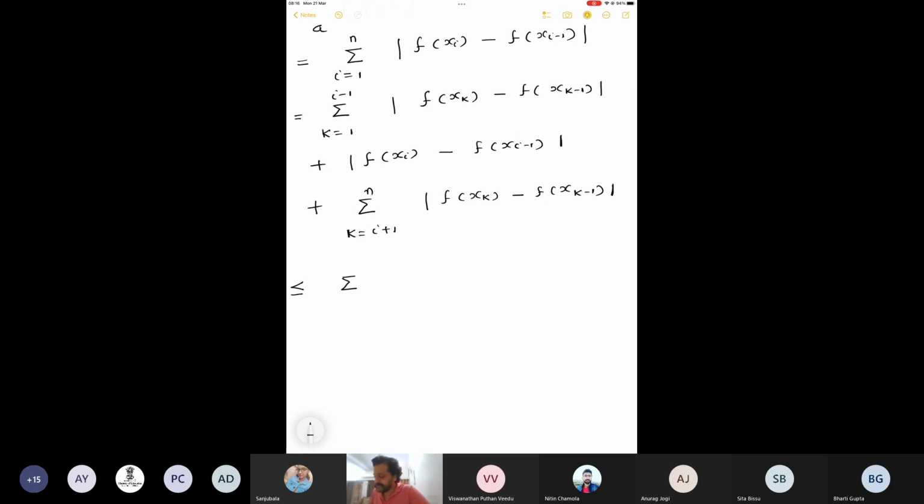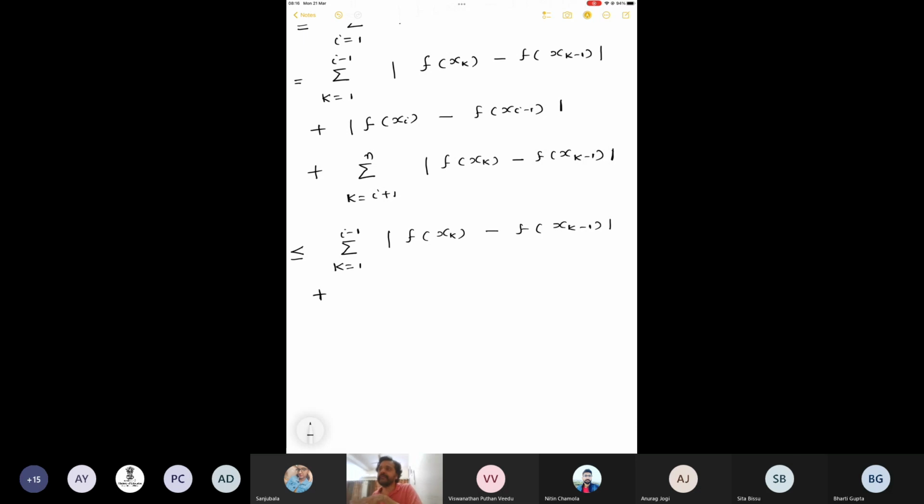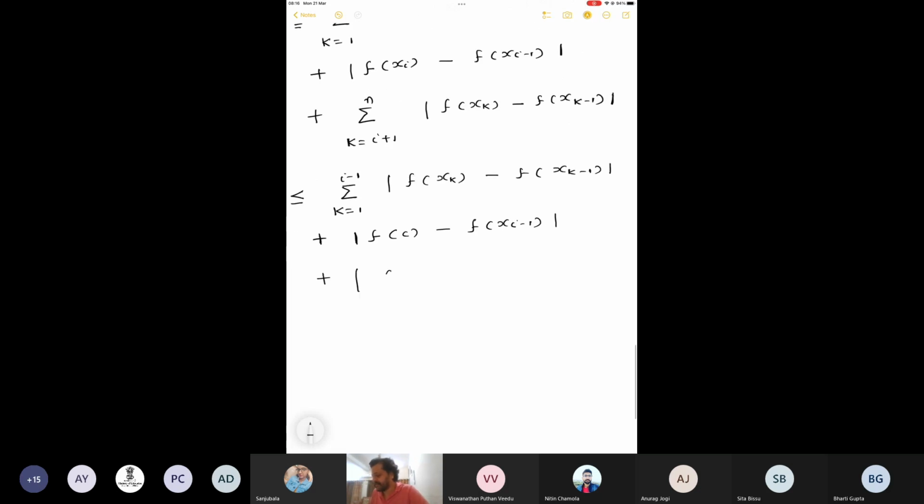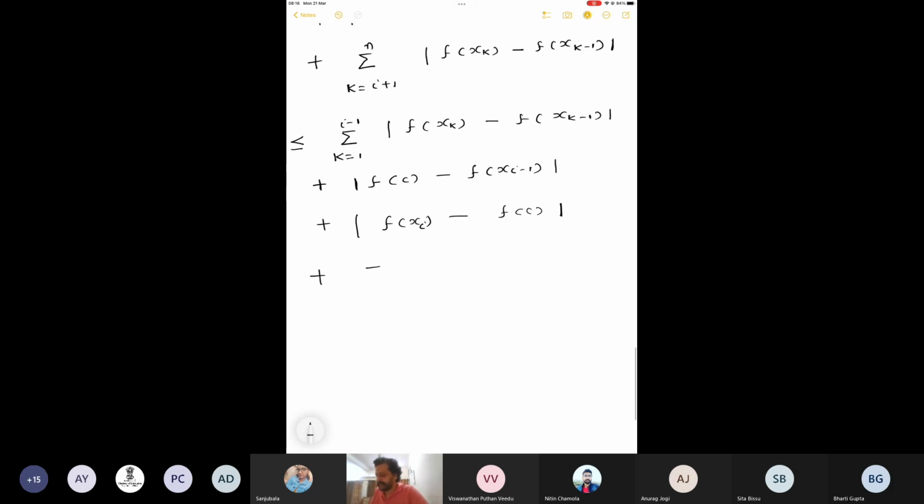Now what I do is, in the middle term, I will introduce f of c. This is less than or equal to summation k equal to 1 to i minus 1 modulus of f of xk minus f of xk minus 1, plus, now in the middle term, introduce f of c and apply the triangle inequality, modulus of f of c minus f of xi minus 1, plus modulus of f of xi minus f of c, plus, the third summand, summation k equal to i plus 1 to n modulus of f of xk minus f of xk minus 1. Do you agree?